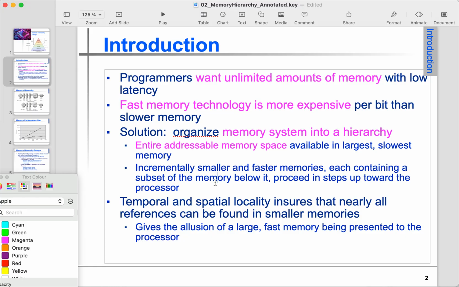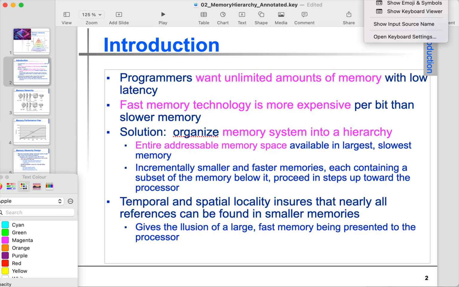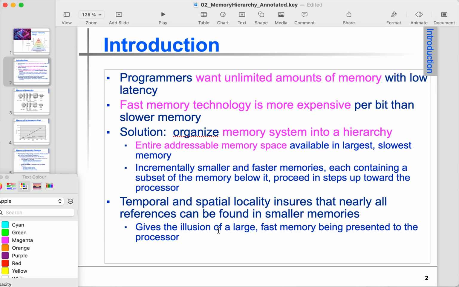Temporal and spatial locality ensures that nearly all references can be found in smaller memories, and that gives the illusion of large fast memory being presented to the processor.